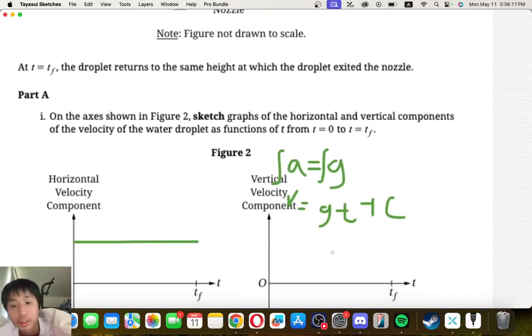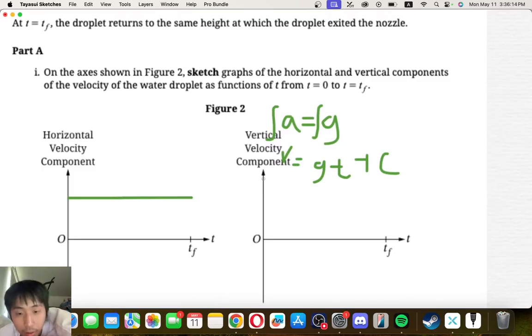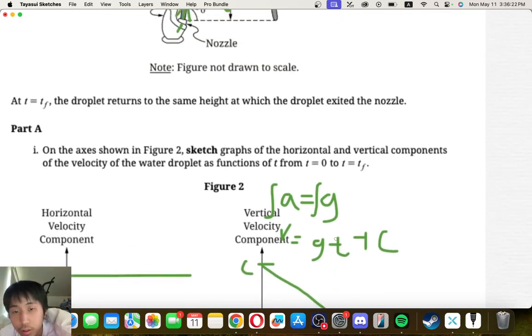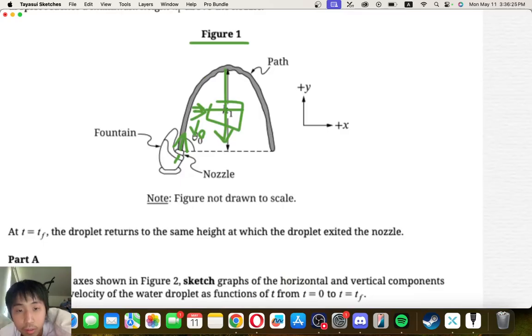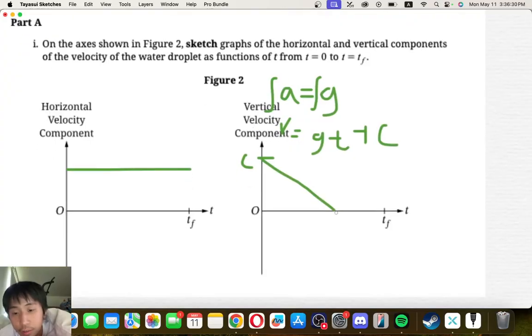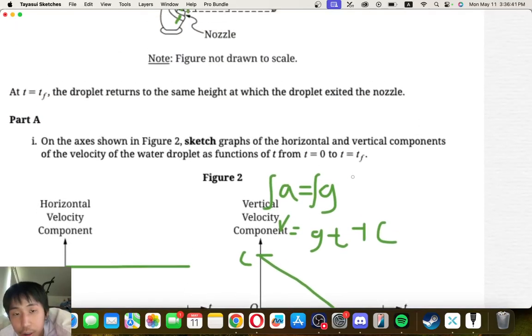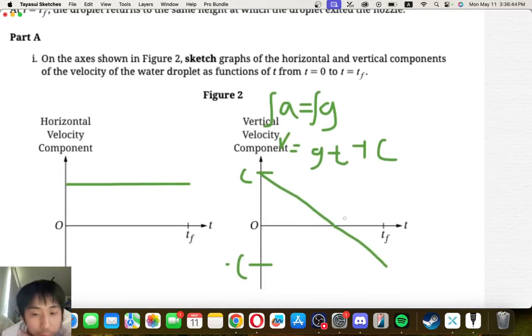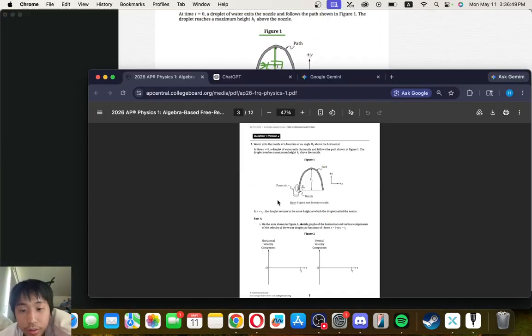So that means that we start at where c was right here, and we go down to velocity 0, which is at this point where it stops going up but doesn't go down. And at t final, it will be at negative c again. It will be at the opposite, negative c, because of symmetry. Okay, that was the easy first question.